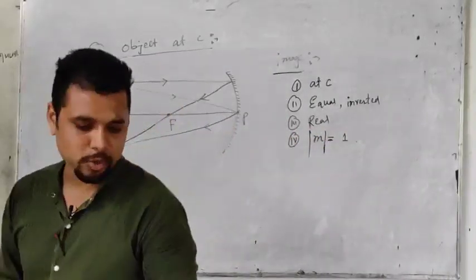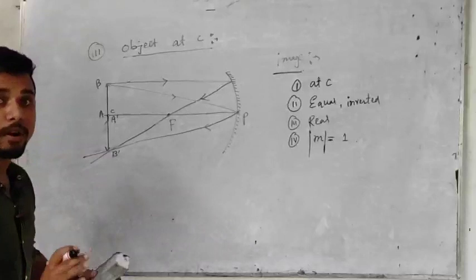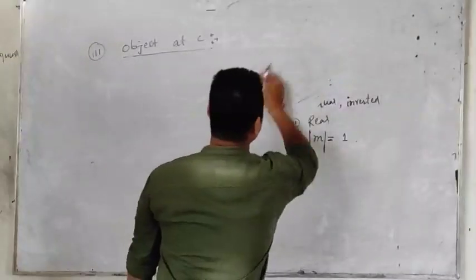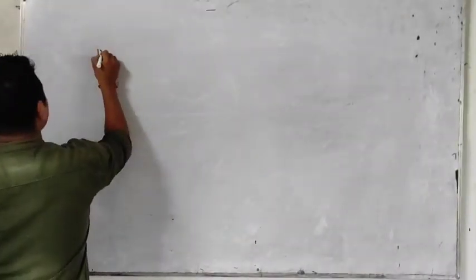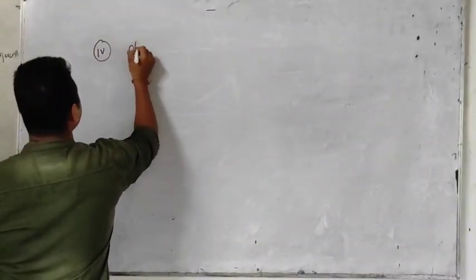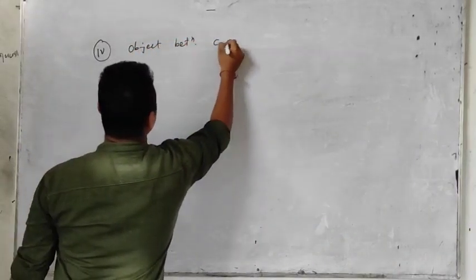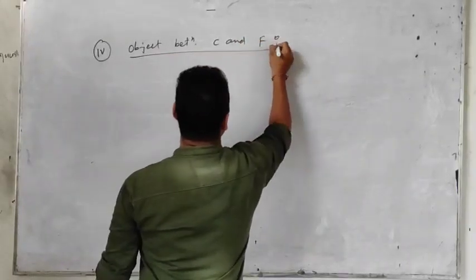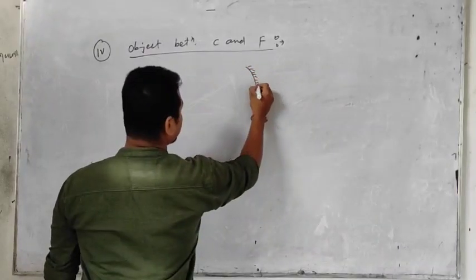Okay, so next we check if we place the object in between C and F. Number four, object between C and F. So this is the concave mirror.